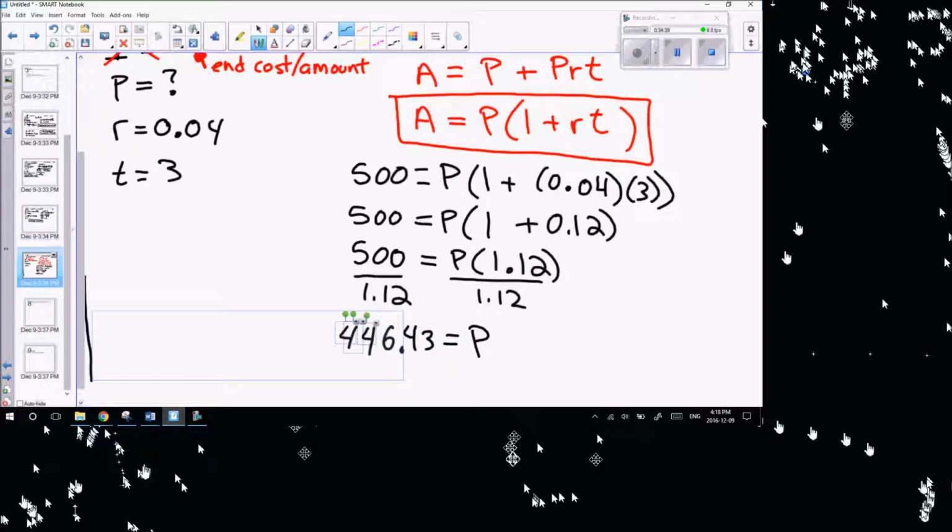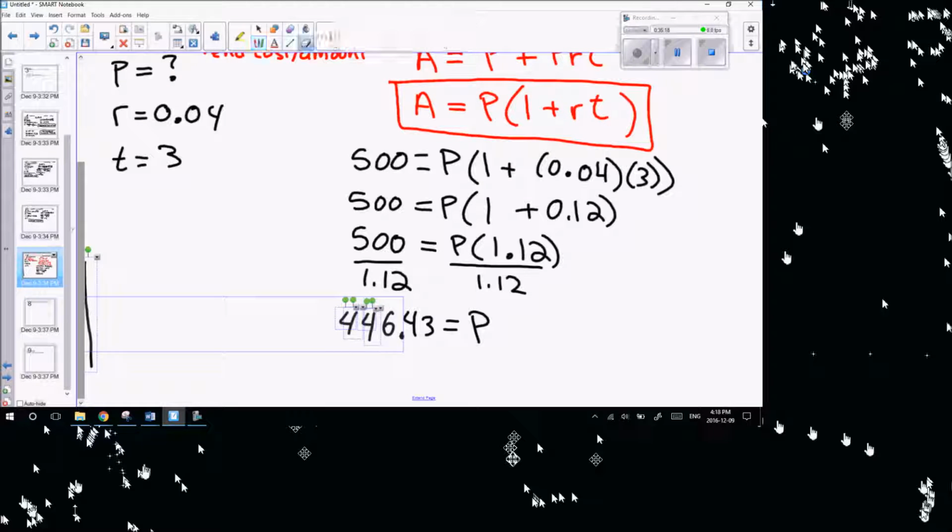446.4. Now it's technically in your calculator 428, but we round to 2 decimal places. Remember, we have to round up to the 3 because the following number is bigger than 5. So because it was an 8, we round up to 0.43. So we have that our principal is $446.43. So that means, to answer our question, we would have to invest $446 today to be able to buy our computer in 3 years, which would cost our $500.